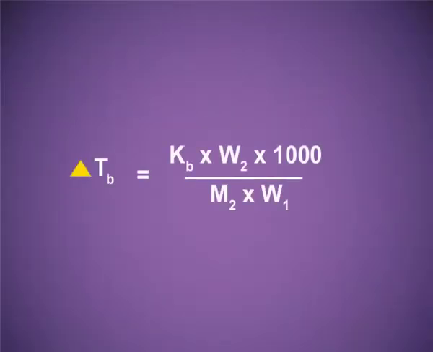Mathematically, delta Tb is equal to Kb into W2 into 1000 divided by M2 into W1. Here you can see that delta Tb is inversely proportional to the molecular mass of the solute, and from this formula we can calculate the molecular mass of any solute. If the molecular mass is higher, the value of delta Tb will be lower. Now let me revise what we have studied just now.